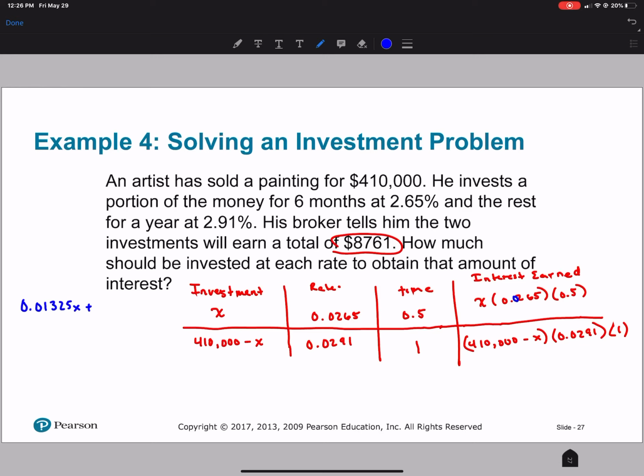We got to distribute this into here, all right? So this is going to be 11,931. Then we're going to have minus 0.02291x. And we know it's going to be equal to our what?